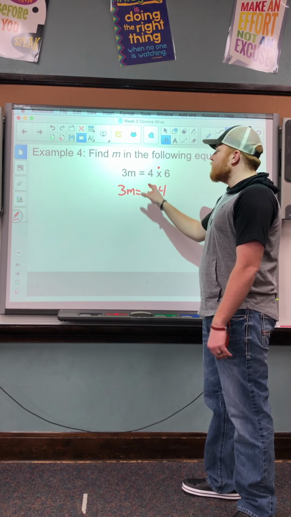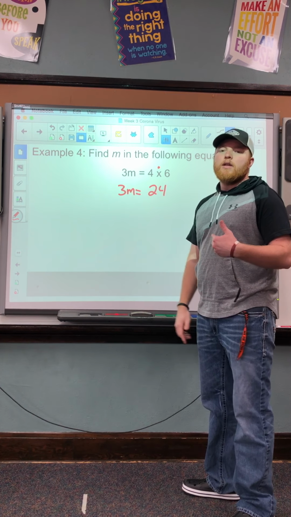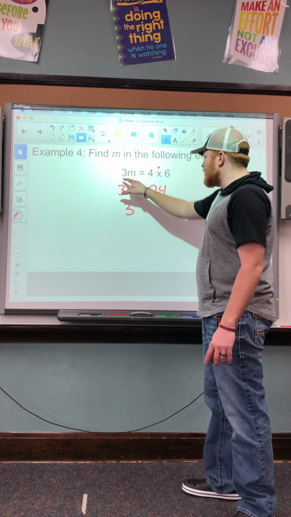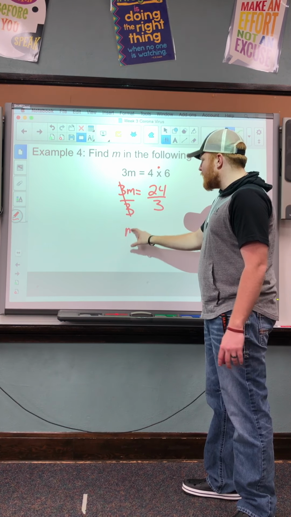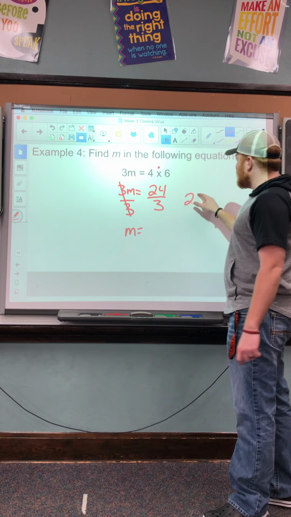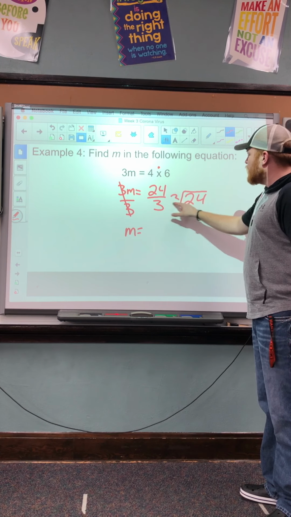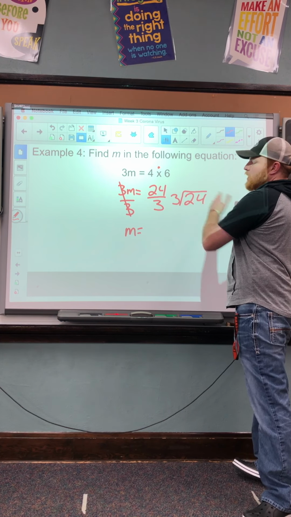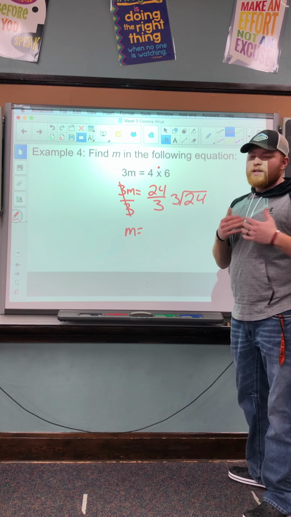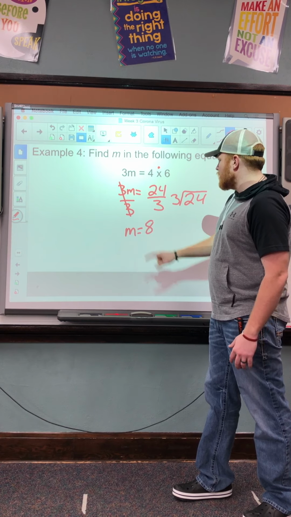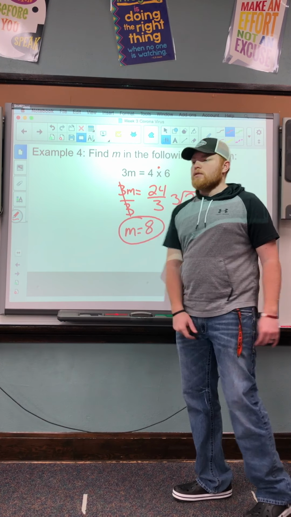All right, so now multiplication equation, now you divide. Divide by 3 to both sides. This cancels out. So then we have m equals 24 divided by 3. So we could write it like this also. 24 divided by 3. 3 times what is 24? If we did it mentally, it should be 8. Then that would be our answer.